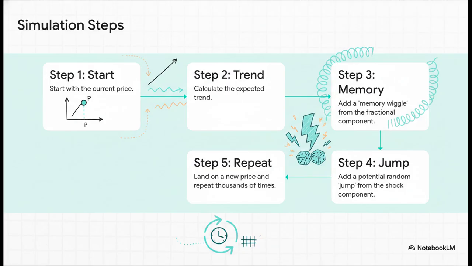And here's basically how that works. You start with today's price. Then you calculate the tiny little push from that average trend. After that, you add a wiggle that remembers where it came from. Then you roll the dice to see if a big shock happens. You land on a new price a fraction of a second later. And then you just do it all over again, thousands and thousands of times, to trace out one possible future.